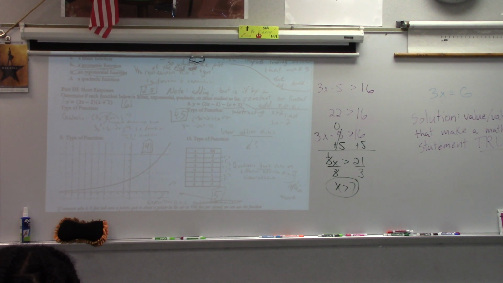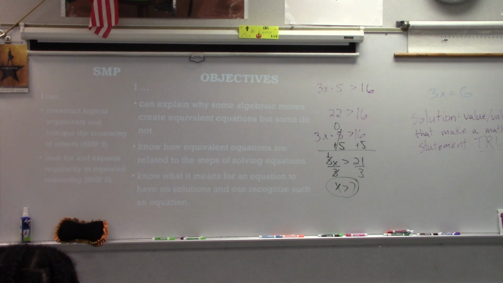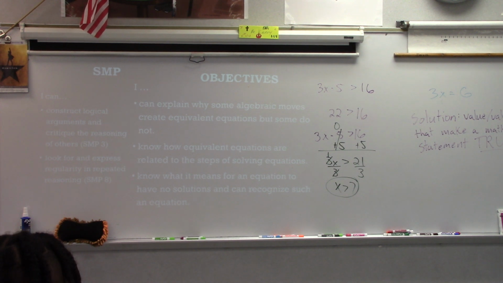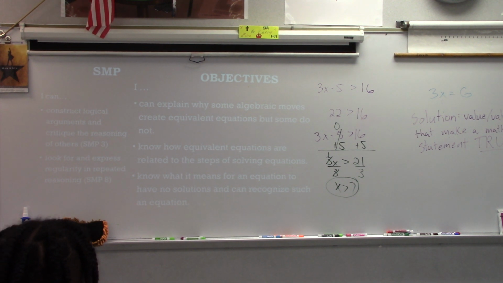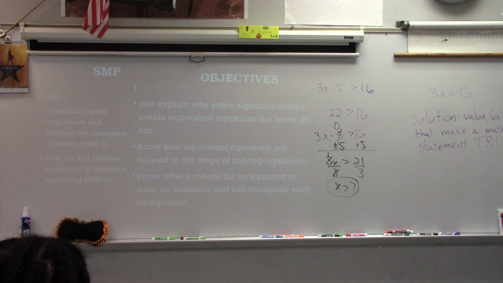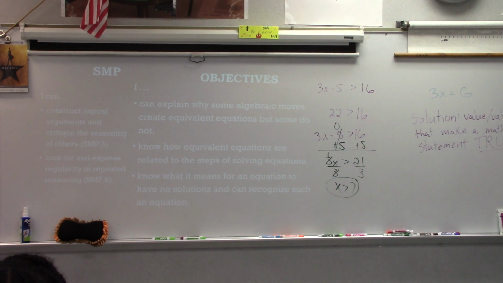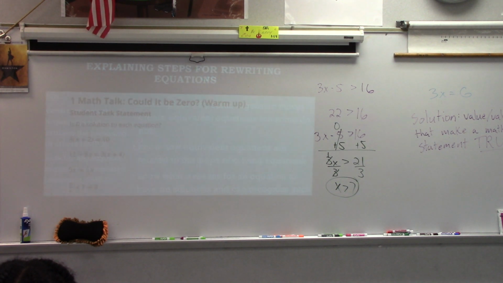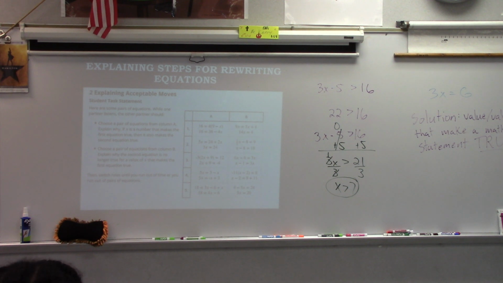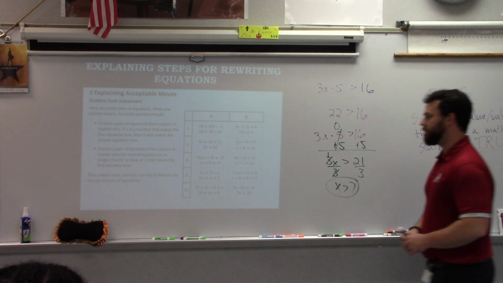Okay, so getting back to yesterday, when we got to lesson 7, we wanted to explain why some algebraic moves create equivalent equations, but some do not. We want to know how equivalent equations are related to the steps of solving equations, and we need to know what it means for an equation to have no solutions and recognize such an equation. So we did this yesterday about 0 being the solution. We got to this point and there was a little bit of confusion, so let me clarify a couple things.